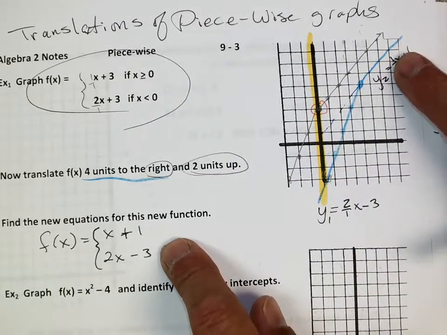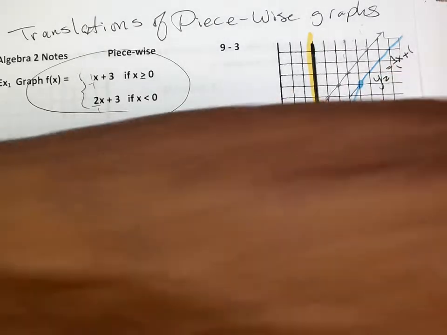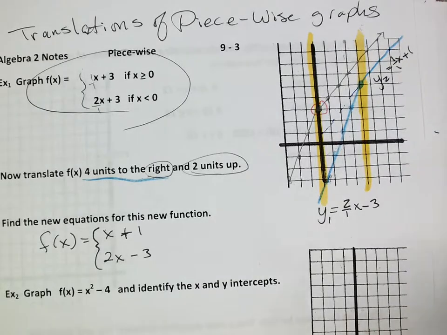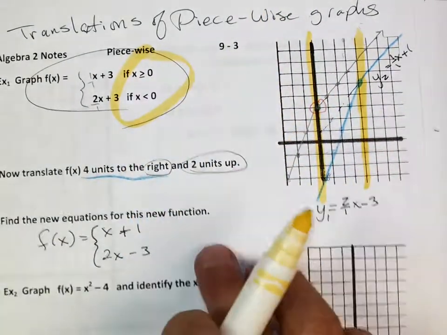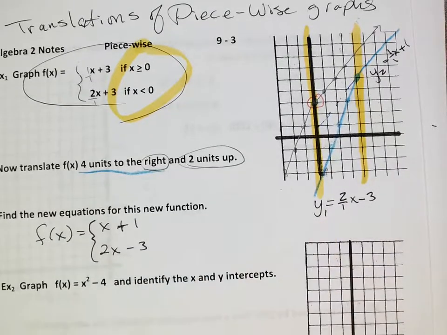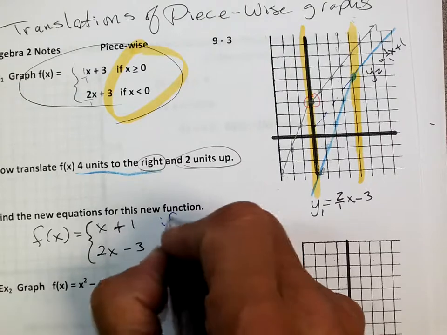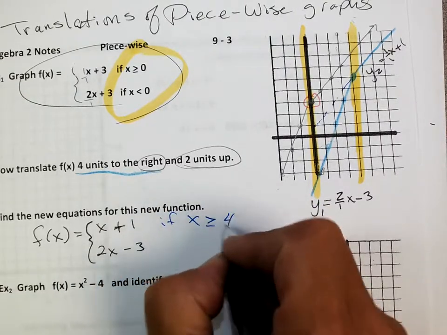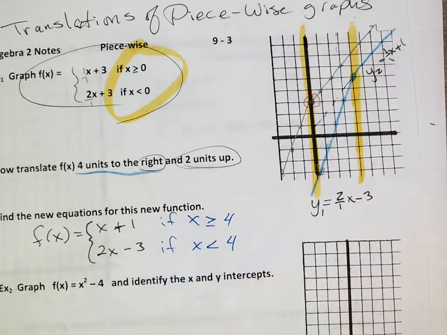Now, where are they connected? They're at 4. You guys agree? Now they're connected at 4. So I want to do the same kind of border thing down here, but at 4. Does that make sense? So I'm going to say, all right, if this one is x is greater than or equal to 4, and if x is less than 4. Okay?